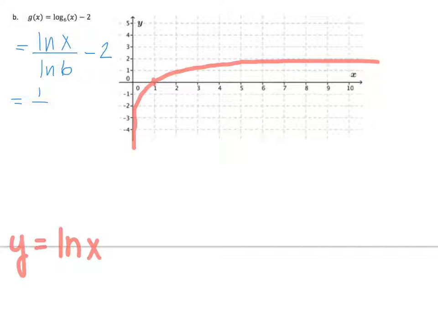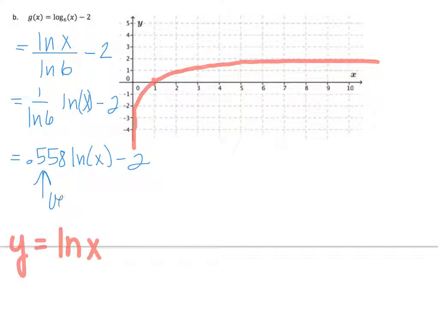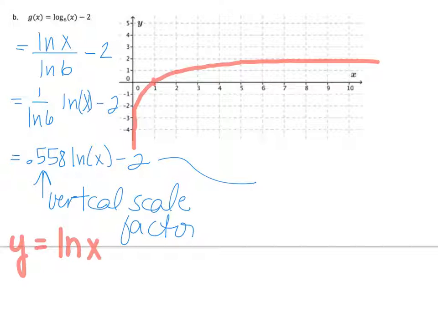Now I can do 1 over log 6 times log x minus 2, because 1 over natural log of 6 is about 0.558. So we know how it's going to be vertically scaled, right? So this is my vertical scale factor. And then translate 2 down.